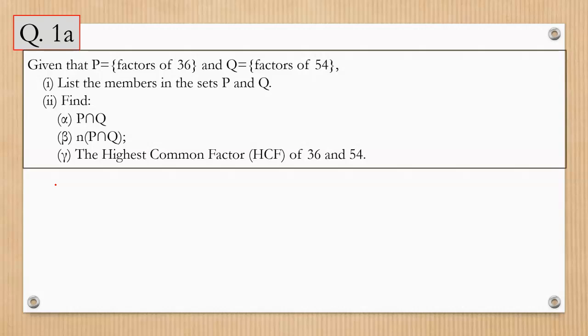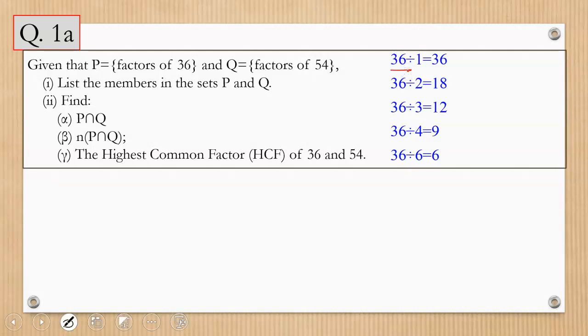So first of all, what are factors of a number? If I pick any number and I want to find the factors of that number, I'm asking a simple question. What are the possible numbers that can divide the given number without a remainder? So if I pick 36, for example, 1 can divide, and the answer is 36, no remainder.